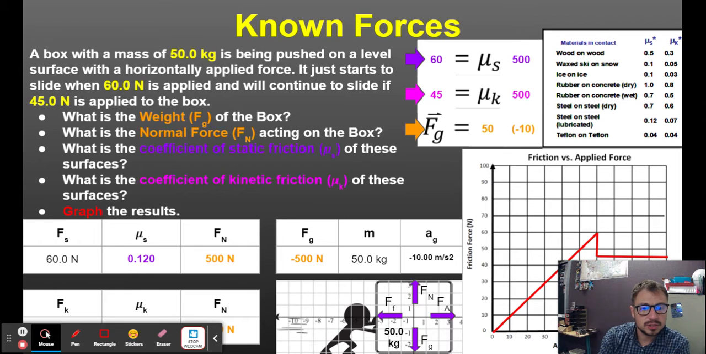And then you can graph this. So notice that the static friction is a one-to-one relationship all the way up until 60 newtons. And then after that, it's going to be 45 newtons.